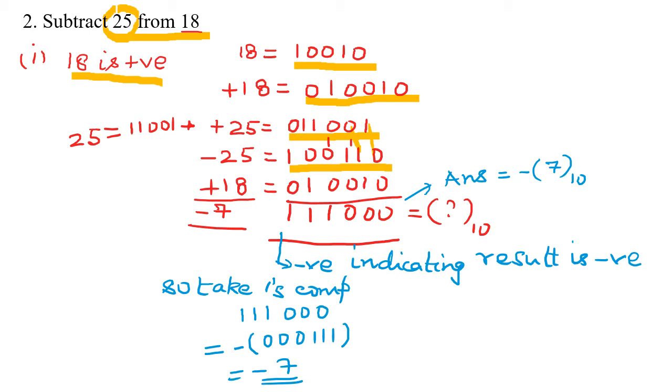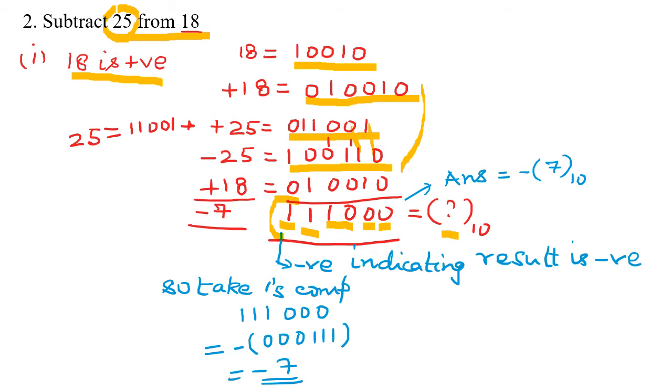Now add plus 18 to this, that is 0 1 double 0 1 0. 0 plus 0 is 0, 1 plus 1 is 0, with carry 1, again 1 plus 1 is 0, with carry 1, 1 plus 0 is 1, 0 plus 1 is 1, and 1 plus 0 is 1. So this is the result. Now we have to find what is its equivalent decimal value.